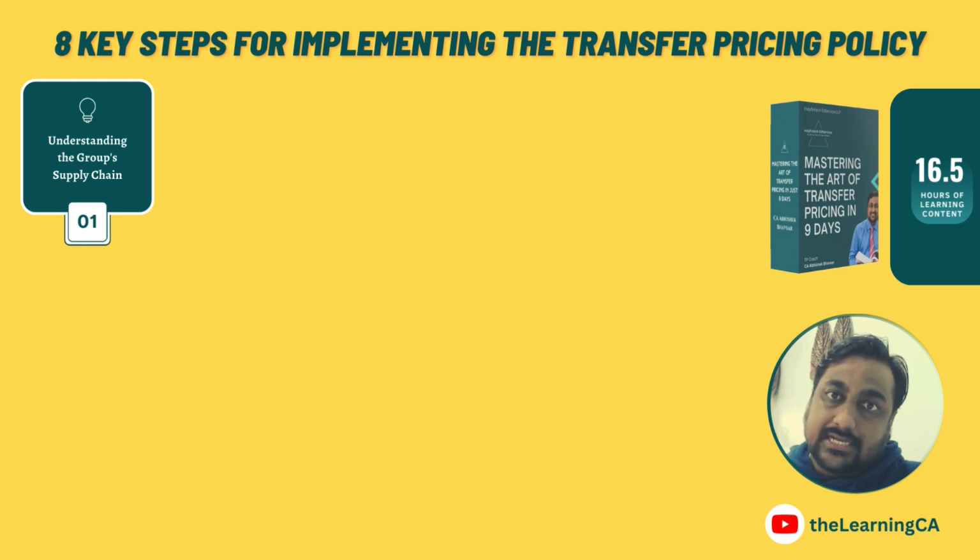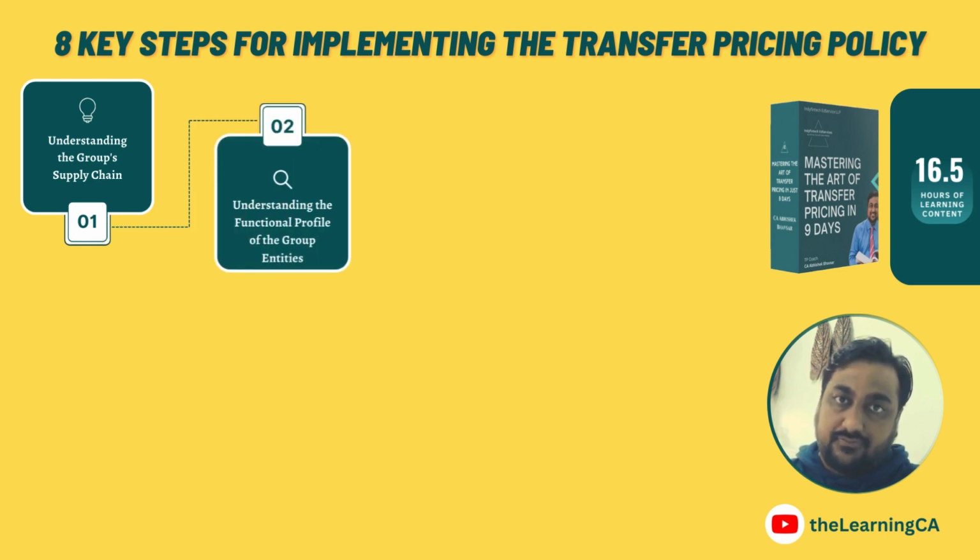Step 2 is basically understanding the functional profile of the entities of the supply chain. Technically, you need to understand what roles are being performed by the group entities in that entire supply chain, and what risks they are assuming. For that, you can refer to the OECD TP guidelines. You can see 2 aspects from those guidelines, which will help you understand the functional profile of those entities.